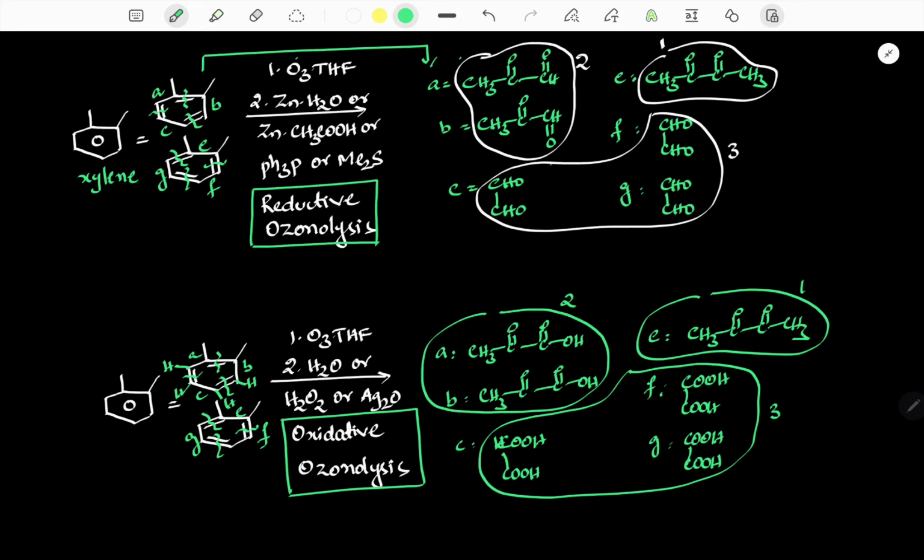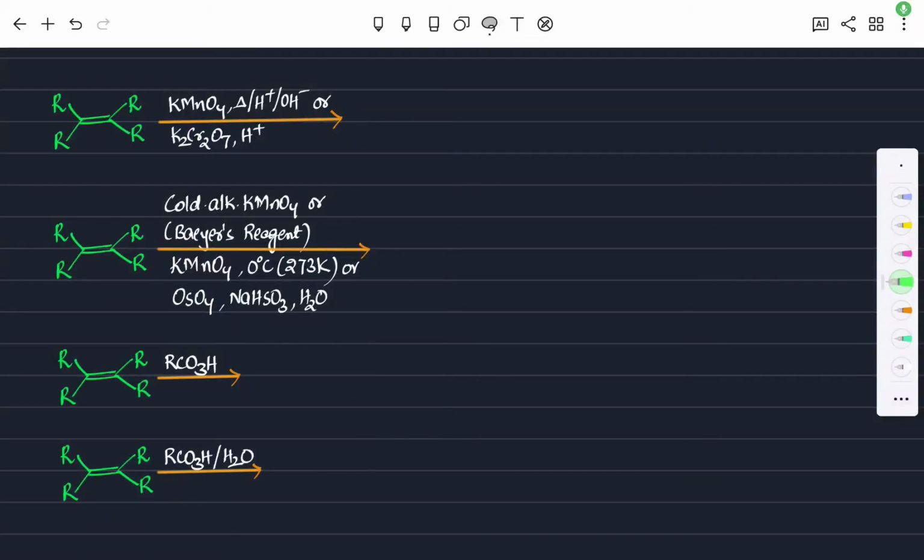So these are a few examples of reductive ozonolysis and oxidative ozonolysis of alkene. When alkene is treated with KMnO4, heat, H plus or OH minus, or in the presence of K2Cr2O7, H+, we have to break the corresponding C-C bond and we have to oxidize the corresponding carbon. So it is a ketone carbon and it is also a ketone carbon. Both are ketone carbons.